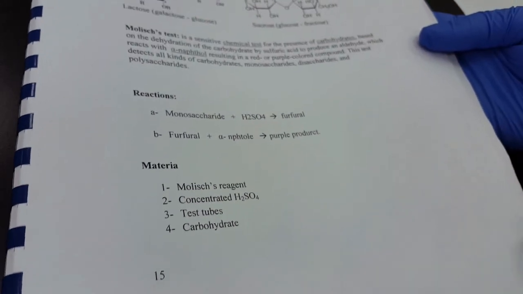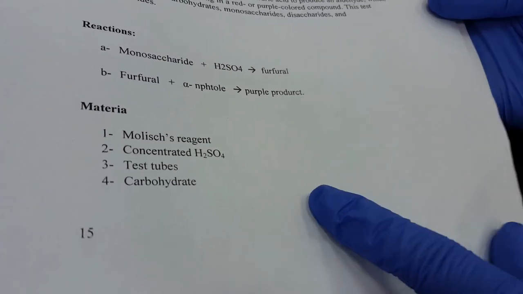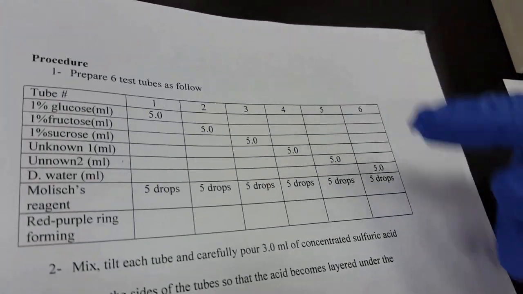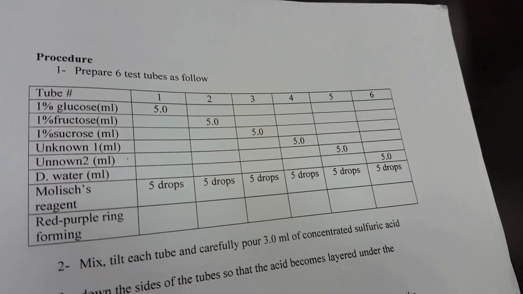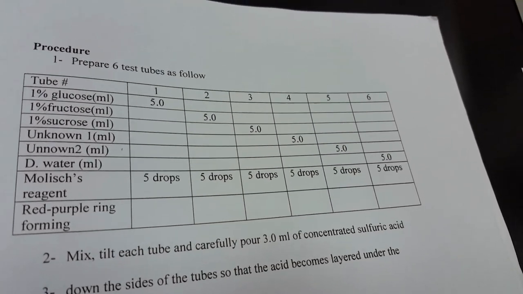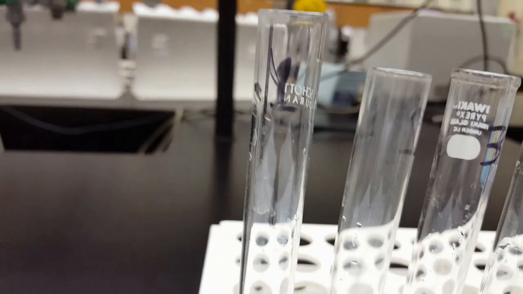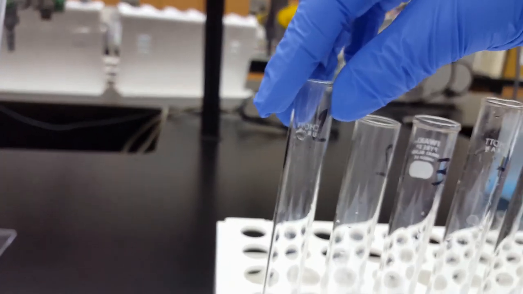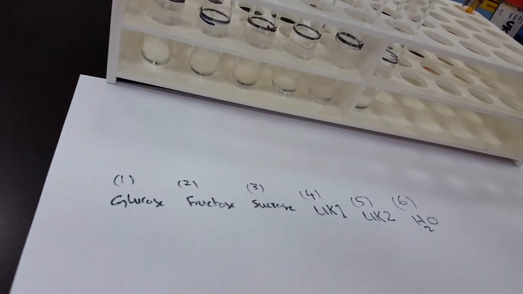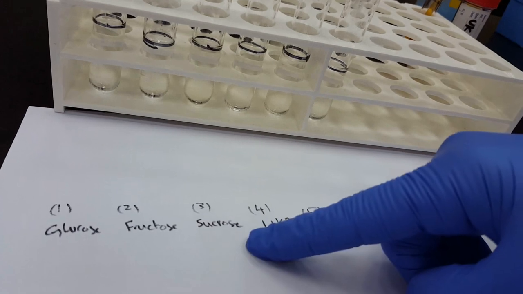What we have here is the Molish reagent, the concentrated sulfuric acid, test tubes, and the carbohydrates which are present in different tubes. The first thing we have to do is prepare 6 different test tubes, as you can see here. Every test tube has a different sample. The first one has glucose at 1%. The second tube has fructose at 1% as well. The third tube has the sucrose.